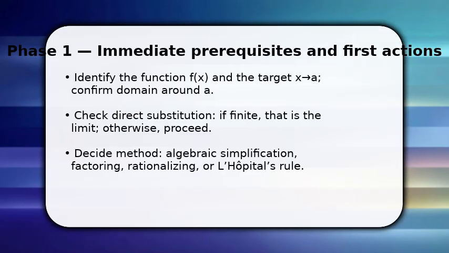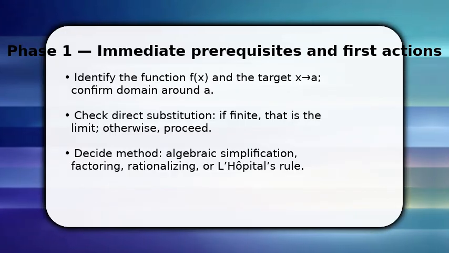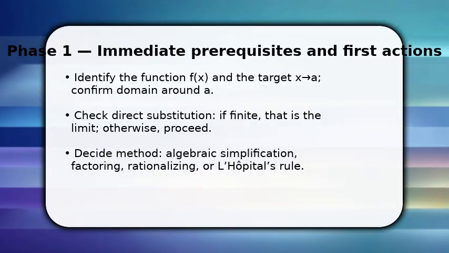You start by naming the function and the point. Write f(x) and x tends to a, and inspect the domain immediately. Once done, perform direct substitution. If you get a finite number, stop. This is the limit. If you hit 0/0 or infinity/infinity, choose a technique.